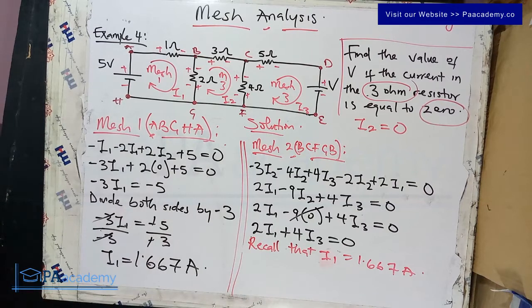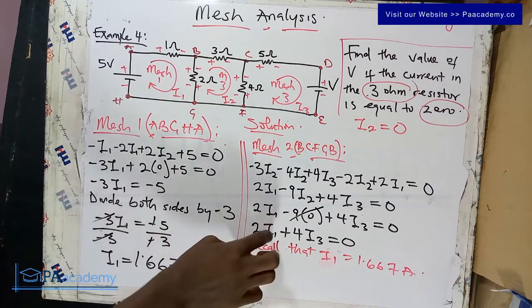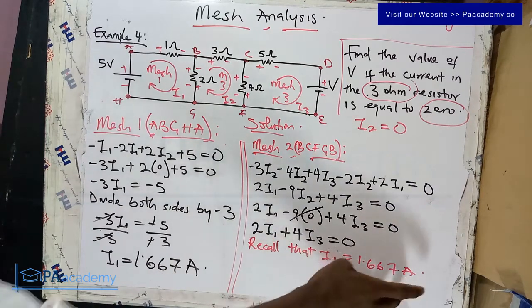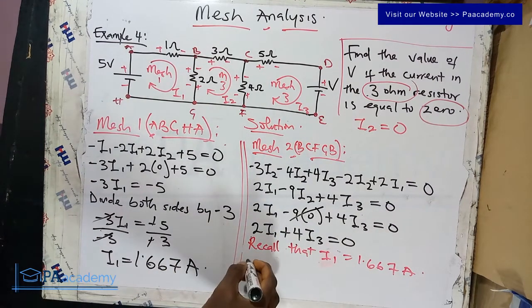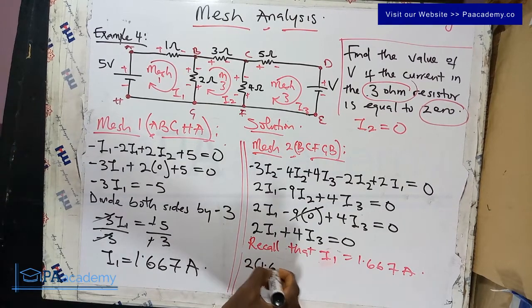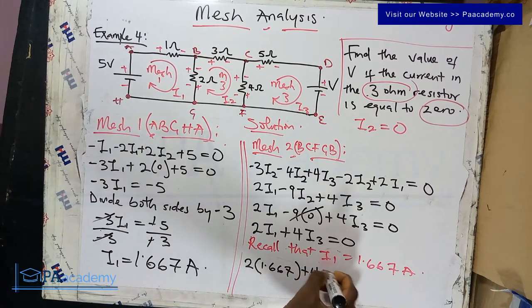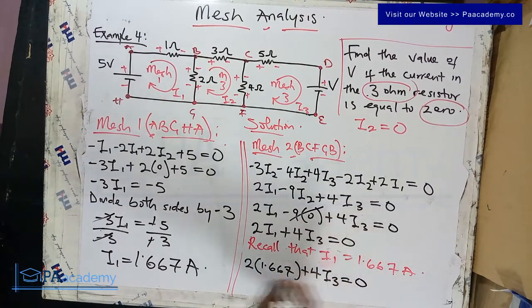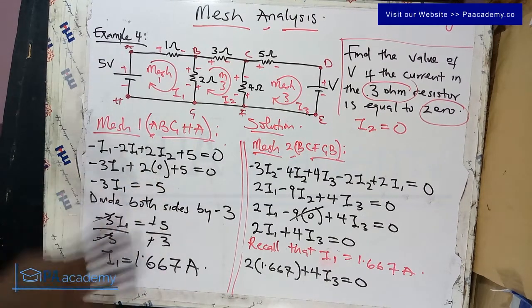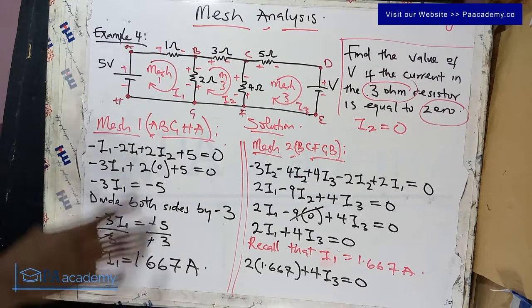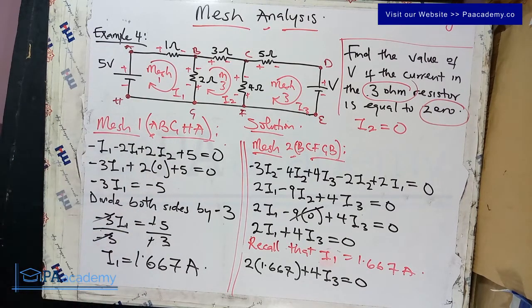So what we are going to do is substitute the value of I1 into this equation. Where we have I1, we are going to replace it with 1.667. So in doing that, we are going to have 2 into brackets 1.667 plus 4I3 equals 0. Alright, because of space, I'll have to rub this off. If you are writing it down, you can just write this down, or you screenshot it on your device, so that we can have more space to continue with mesh 2.